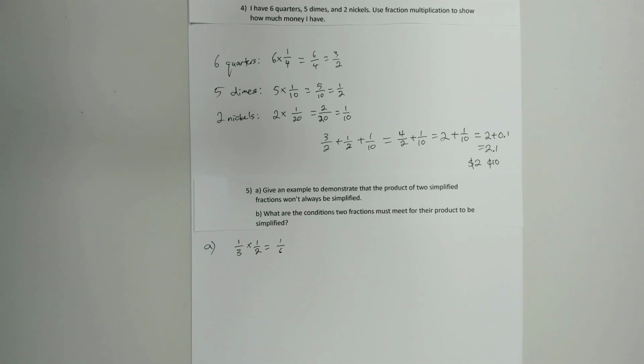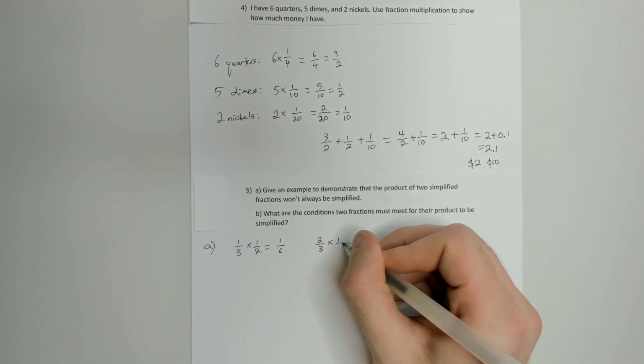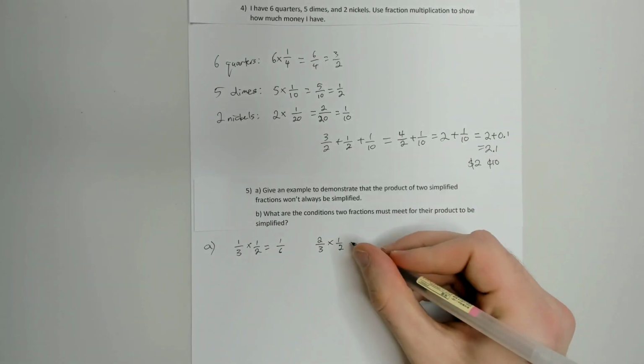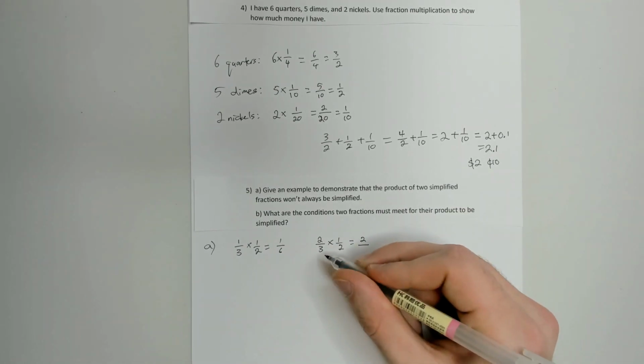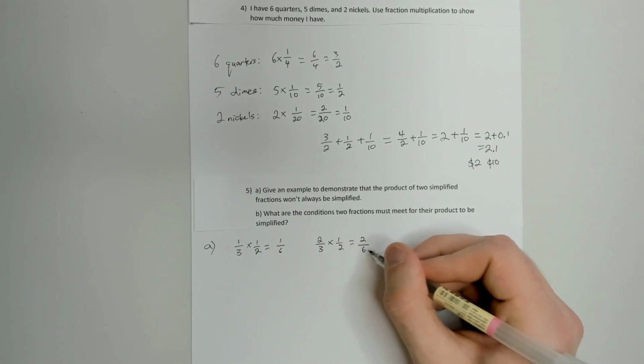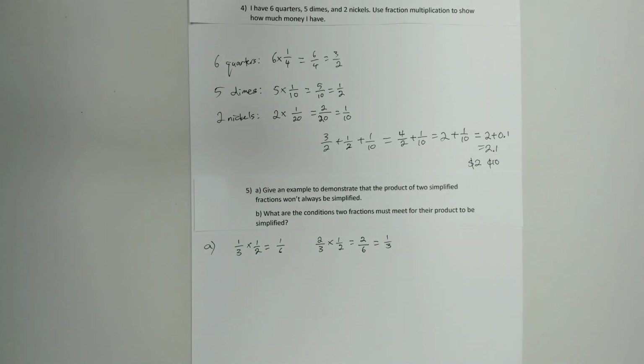But this is the danger with making generalizations from examples, because just because it works for this example doesn't mean it's true in every single case. For example, if I do 2/3 times 1/2, these are both simplified fractions, right? What I end up getting is 2 times 1 on top, which is 2, and 3 times 2 in the bottom, which is 6. But 2/6 is not simplified, right? This can be reduced to 1/3. So we see here that we don't always get a simplified fraction right off the bat when we multiply two simplified fractions. So this is an example that works, and there are infinite examples, right?